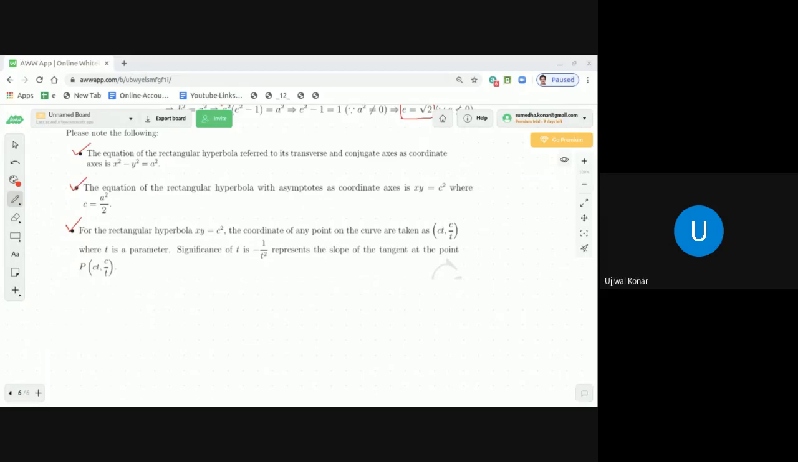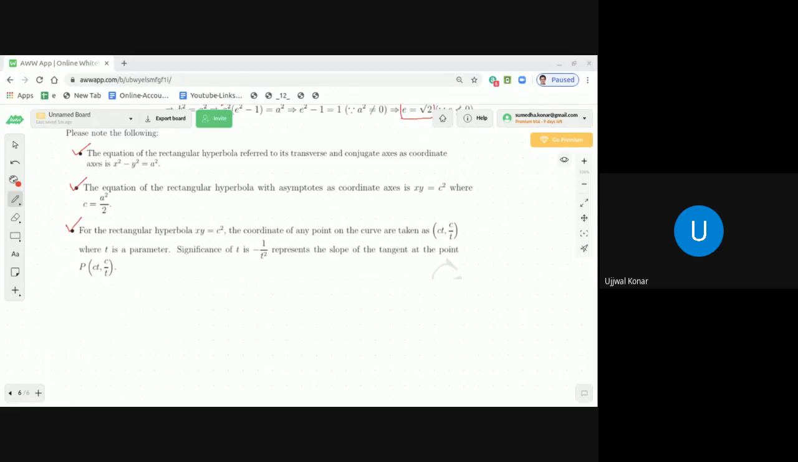Now, dear students, we are going to discuss the equation of the tangent to the rectangular hyperbola xy equal to c square at two different points. The first is the Cartesian coordinate point x1, y1, and the other is the parametric point we just discussed, ct, c by t. Let me place the statement in front of you, and then we will discuss further.